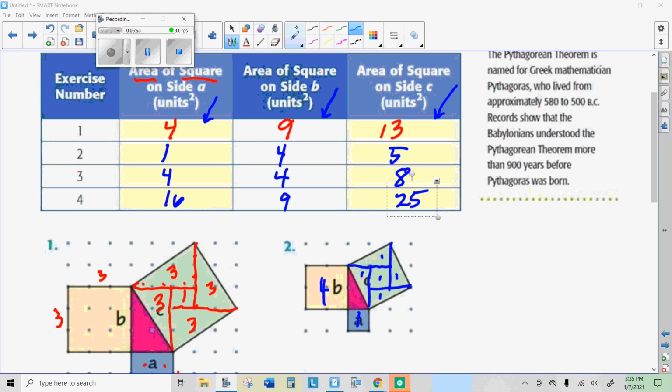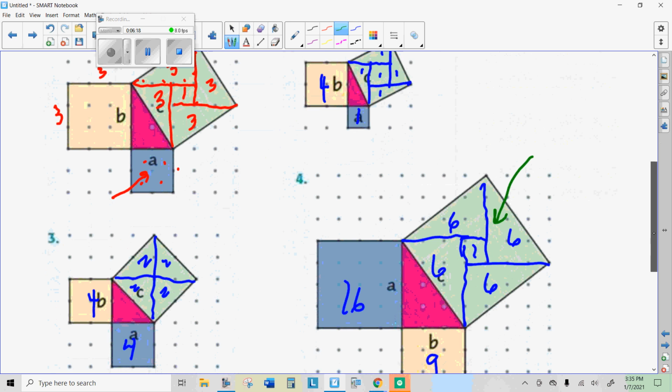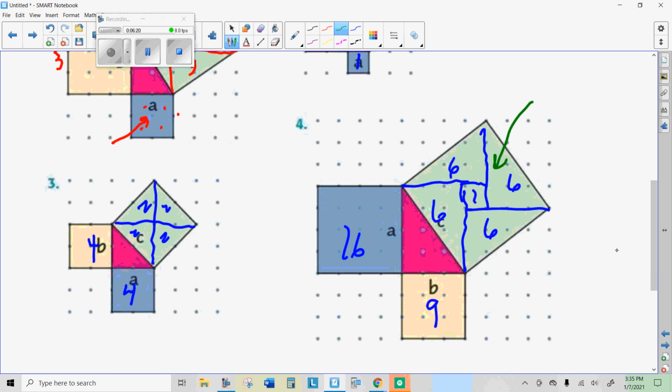What you may have noticed is that if you add the area of the square on side A plus the area of the square on side B, you get the area of the square on side C. That is happening on every one of these right triangles. All right? And what that tells me is that, you know how hard it was to count the area of the tilted square there? We could have just added these 2 numbers together to get that area.